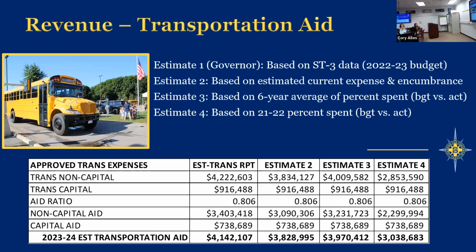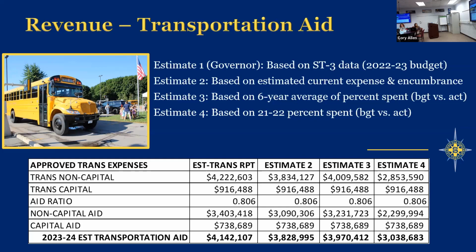When you go to the spreadsheet, you're going to have a drop down and be able to enter one of these 4 items. In column 1, the estimate is the governor's fund. It's based on the ST3 data that we submitted at year end. So this is what our budget is. They assume that we're going to spend everything we budgeted.